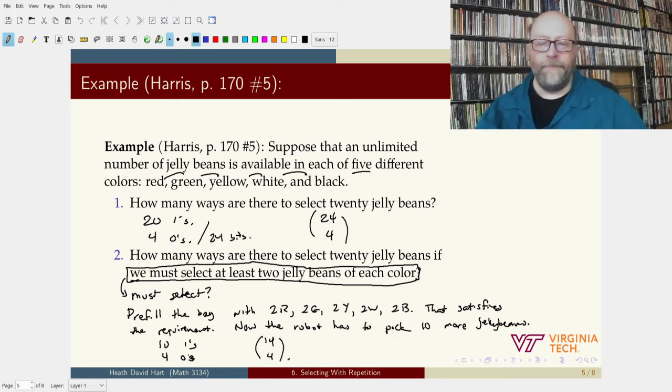Okay. That is, if we have to have 2 jelly beans of each color, just pre-fill the bag with that requirement, and then let the robot do the robot's thing for the remaining 10 jelly beans. Okay? We don't have to change the algorithm, we just pre-fill the bag. And so that would be the answer for part 2. All right? Let's keep going.